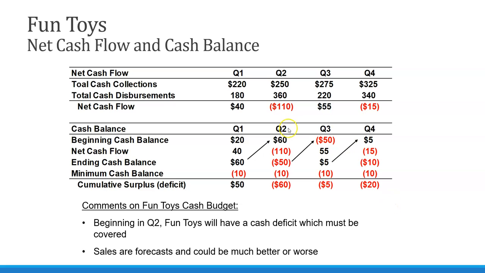So when we look at how much cash we have, in quarter one, we collect $220 million in cash and we have disbursements of $180 million. So we have $40 million in cash available. Okay. We have a minimum cash balance of $10 million, so we have a cash surplus at the end of quarter one. But at quarter two, quarter three, and quarter four, we have cash deficits. So we have to have this coverage of our cash deficit.